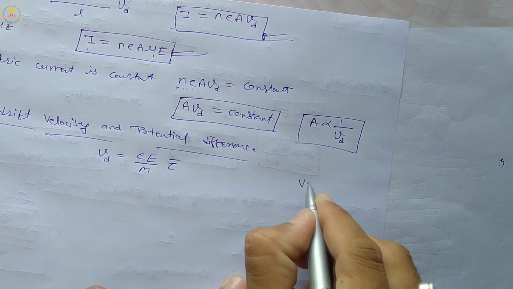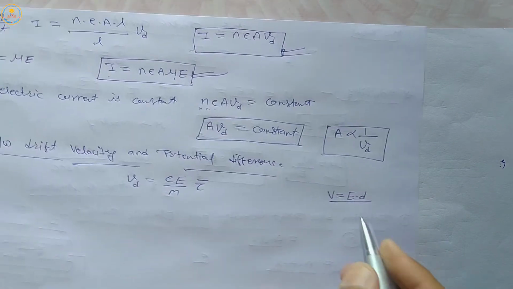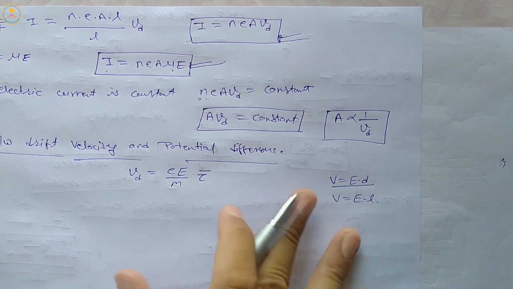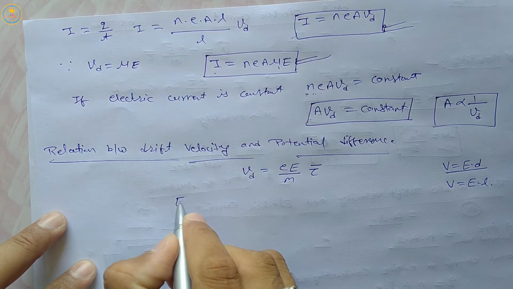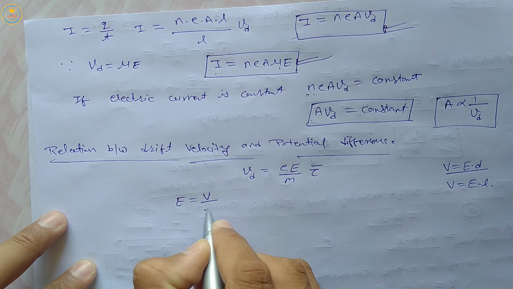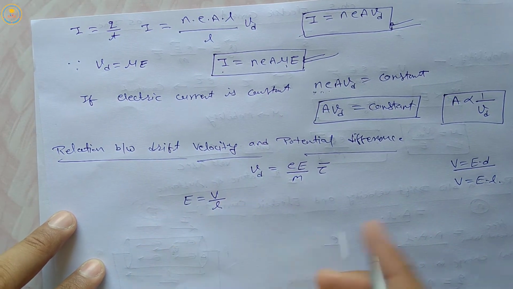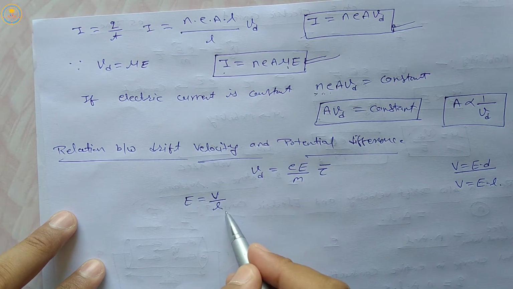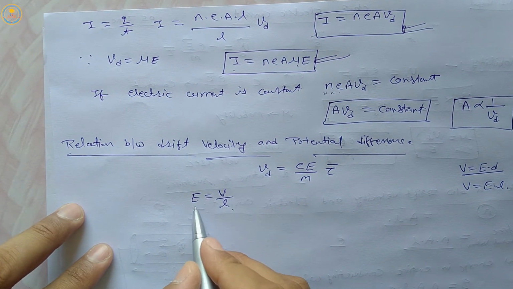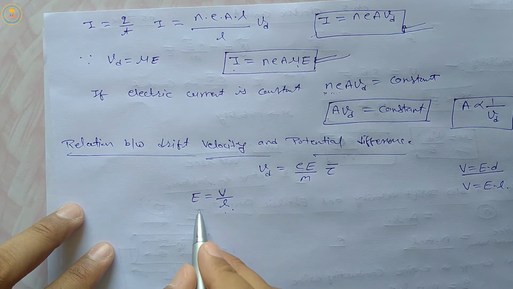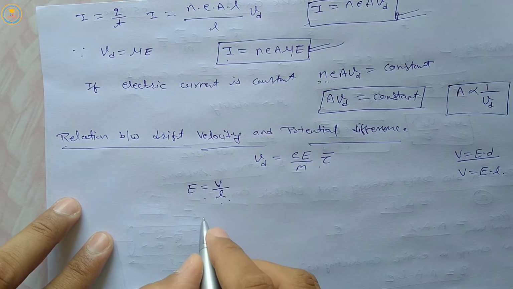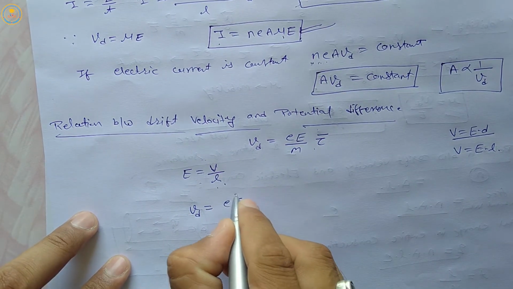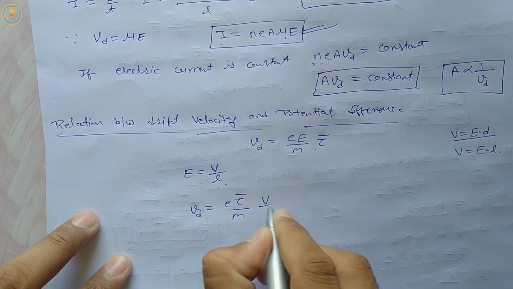We know that V is equal to E into d. Here d is equal to L, so V is equal to E into L. From this equation, we can write E is equal to V upon L. So if we apply a potential difference V at the ends of a conductor of length L, then the produced electric field E is equal to V upon L. Put the value of E in this equation, then we get Vd is equal to e tau bar upon m, V upon L.